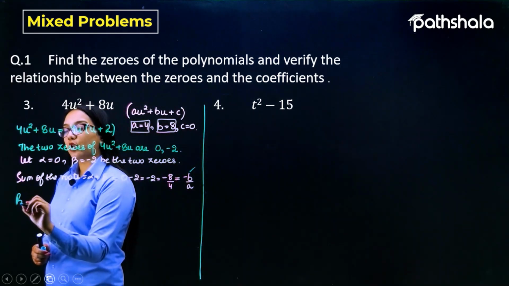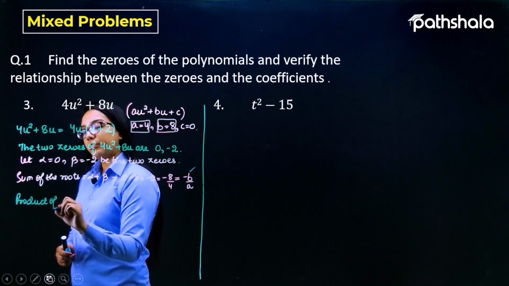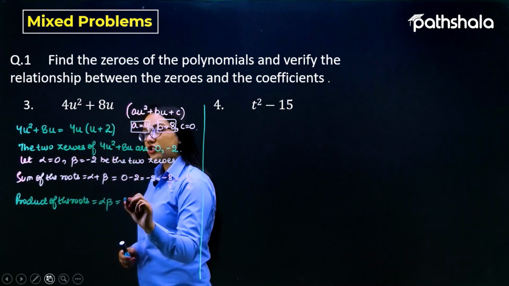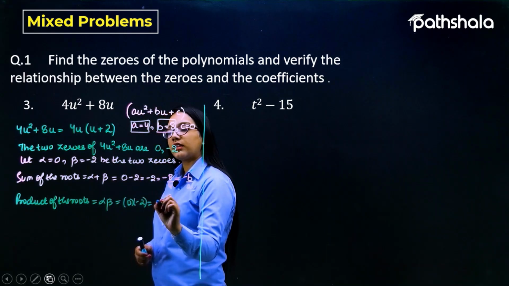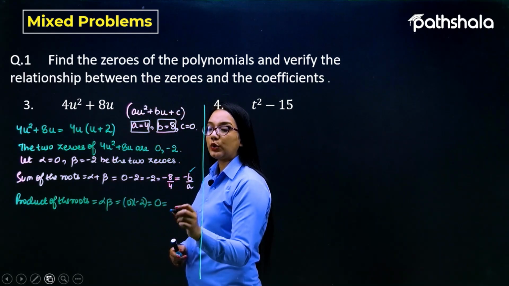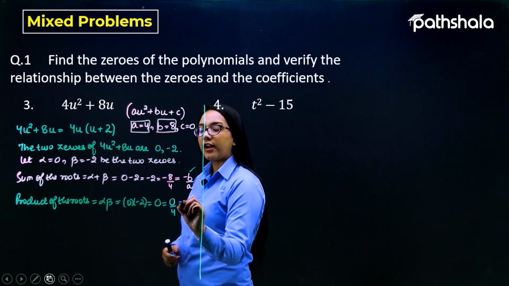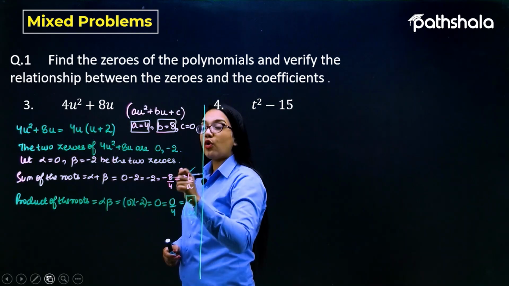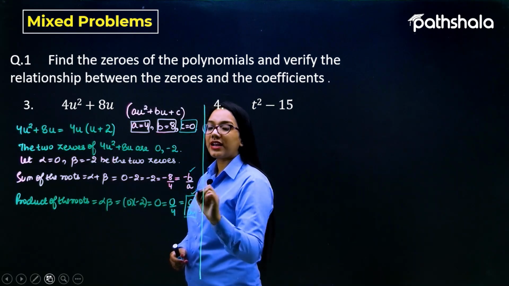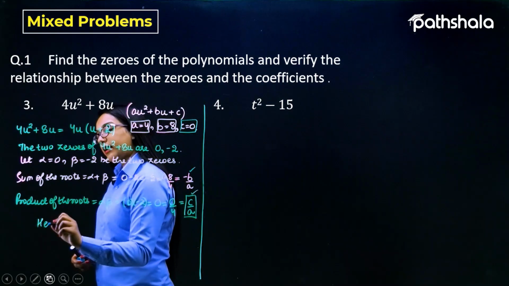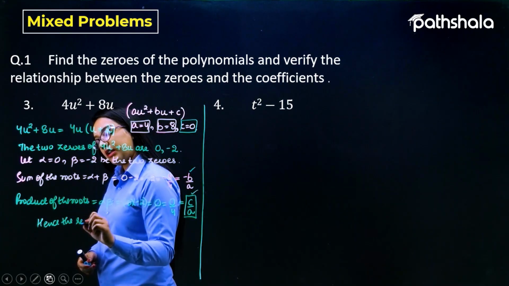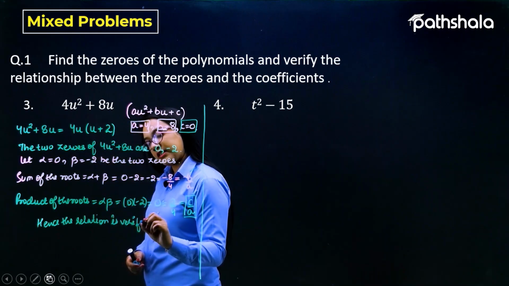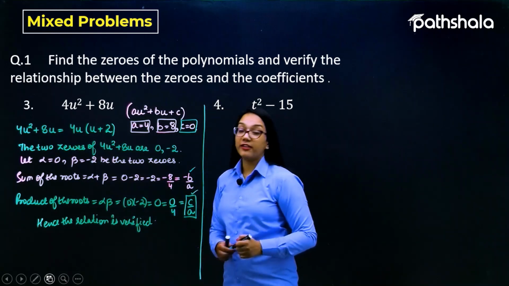Let's talk about the product of the roots. The product of the roots is alpha into beta, which is 0 into minus 2. The answer is 0, which is equal to 0 by 4, and we can express it in the form c by a, as the value of c is 0 and the value of a is 4. So again the relation is verified. Hence the relation is verified.